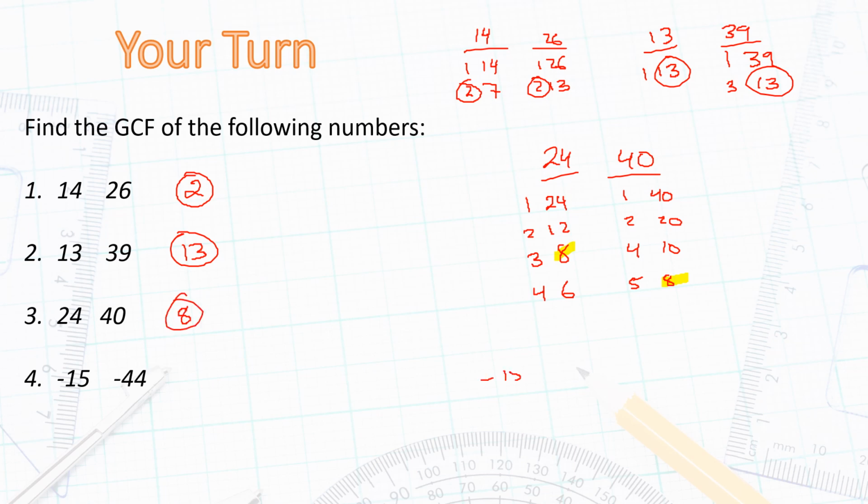And we got minus 15 and minus 44. So for minus 15, we got minus 1 and 15, 1 and negative 15, 3 and negative 5, minus 3 and positive 5. For negative 44, 1 and negative 44, 2 and negative 22, 3 is not, 4 and negative 11, 5, 6, no, 7, no. So that's going to be it, and then just the opposite. So we'll have minus 1 and 44, minus 2 and 22, and minus 4 and 11.